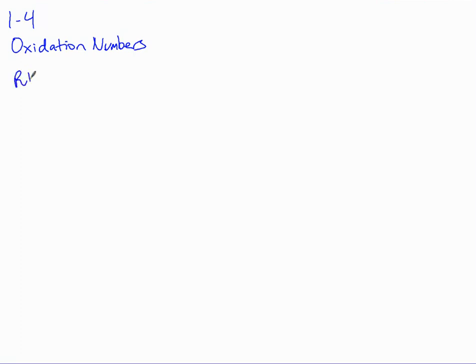So rule number 1, and I won't write out the whole thing, it says the oxidation state of elements is 0. And the oxidation state of monatomic ions is its charge. So some examples. You have calcium, you have nitrogen gas, and you have oxygen. So the oxidation state of an element without a charge is 0.